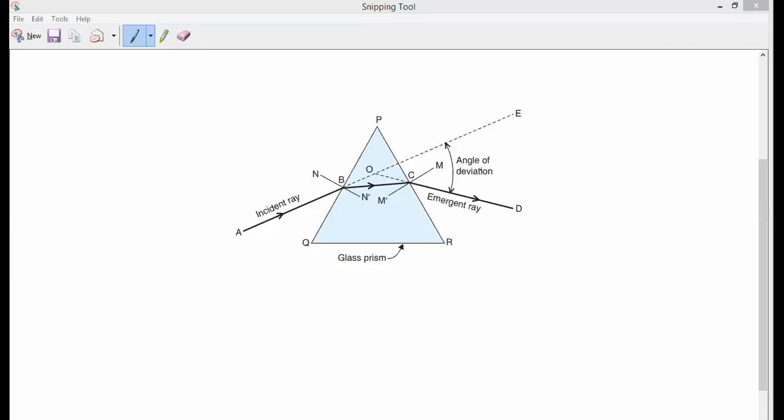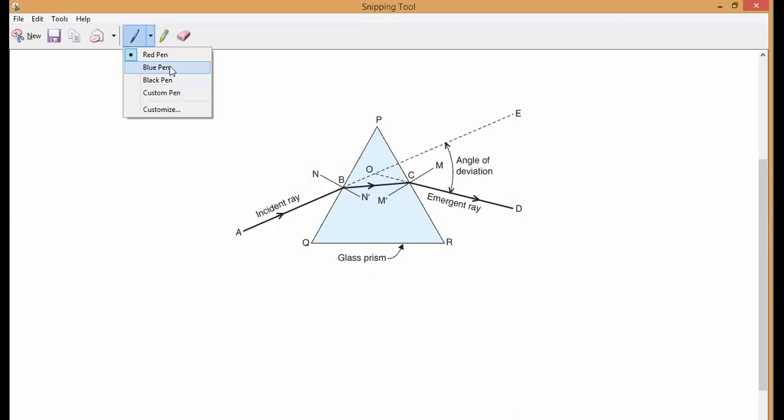Now you can see the refraction of light through a glass prism. What will happen? We can see when a ray of light passes through this glass prism. I will take different colors. So now you observe very carefully. When a ray of light passes through this glass prism, refraction will take place.